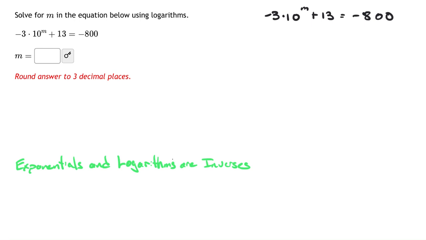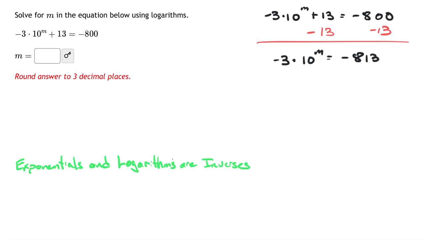As you look on the right side, I'm going to subtract 13 from both sides because what I want to do is isolate that exponential. So you have negative 3 times 10 to the m is equal to negative 813. And so from there, we're getting a little closer.